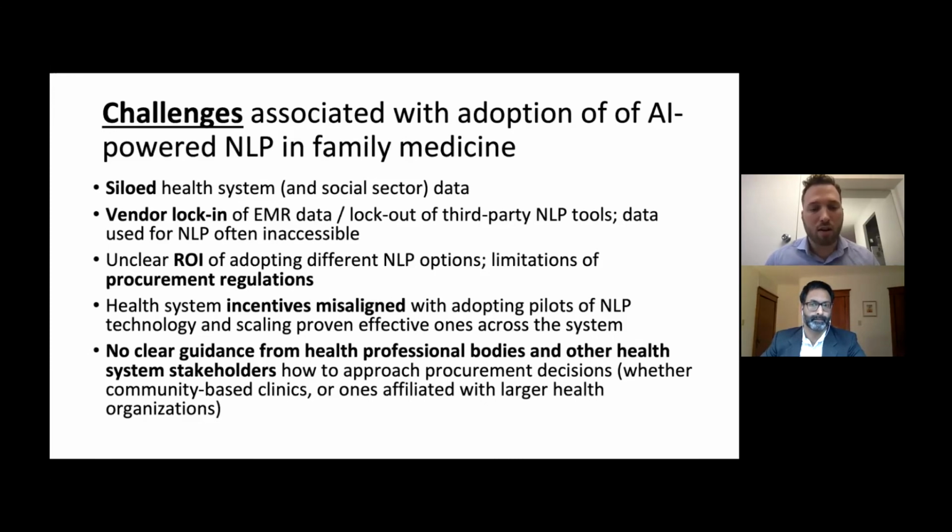And right now, there's no clear guidance, especially in Canada. There's starting to be more and more about how, but that needs to be more systemic about how to procure these tools for different contexts, right? Community-based clinics, urban, rural, well-resourced, under-resourced, etc.